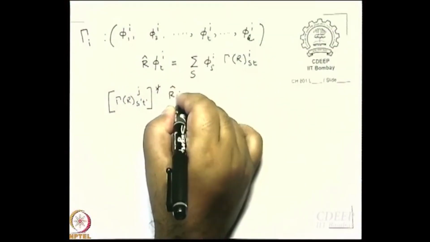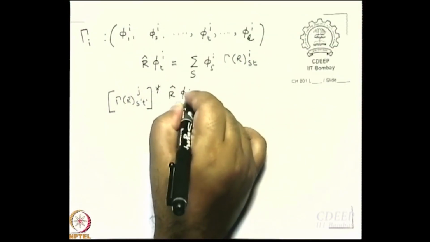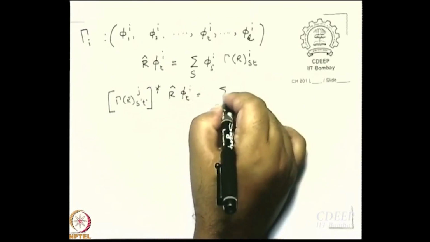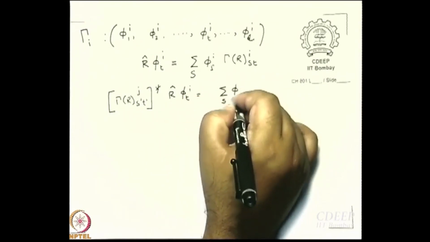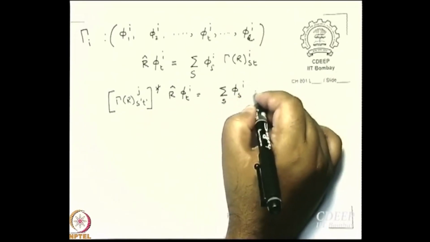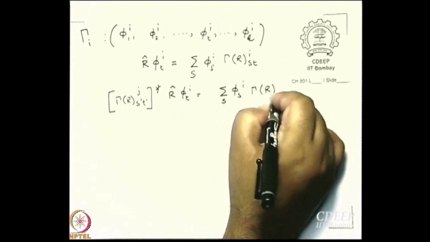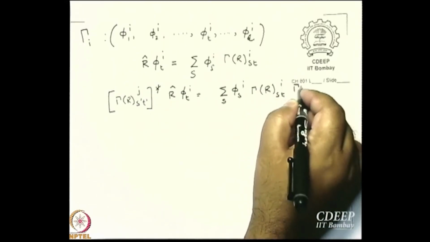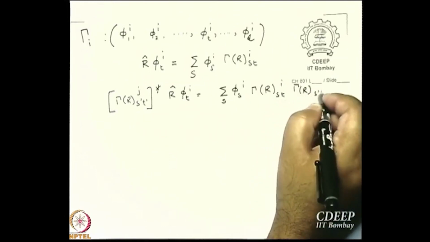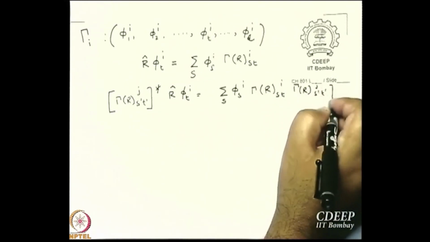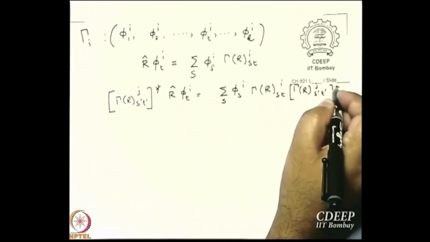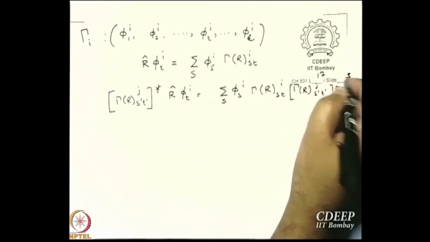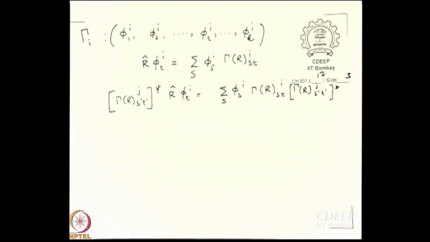Okay. Fine. So multiply, what do you get on the left hand side? This multiplied by R hat phi T I is equal to the sum over S of phi S I gamma of R S T I, times gamma of R S dash T dash J star. Okay, I have just multiplied both the sides by some element.